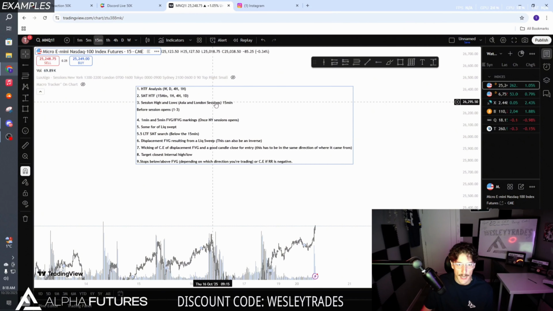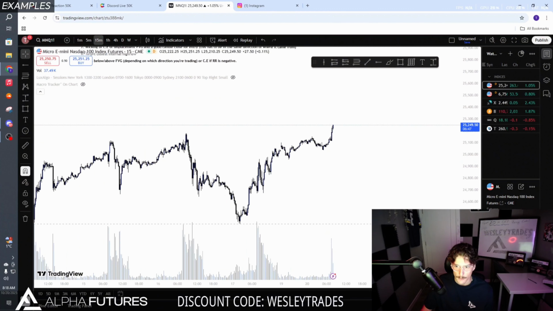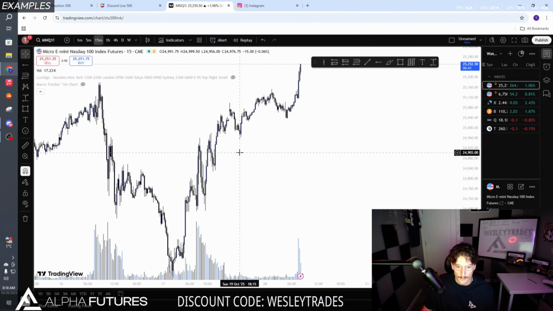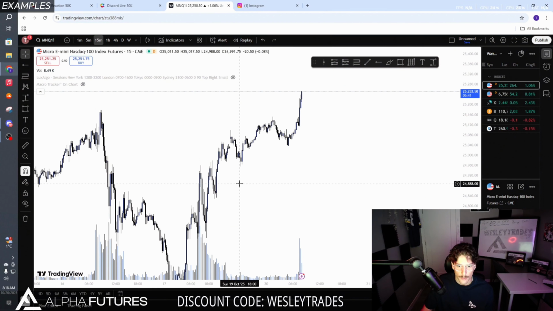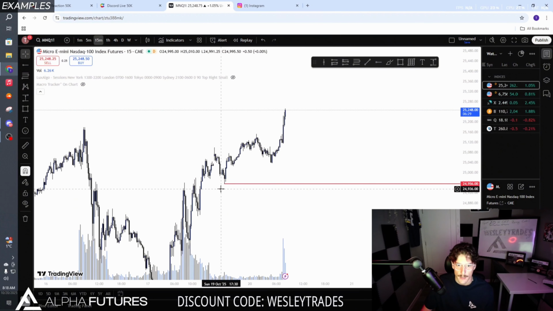Number 3, session highs and session lows. We're going to go to the 15 minute, starting at 18. This candle starting right here is where my Asia session starts. This candle is the lowest point of the Asia session. So I'm going to go here and mark this out in red for Asia. Sweet. My Asia session ends at 3.